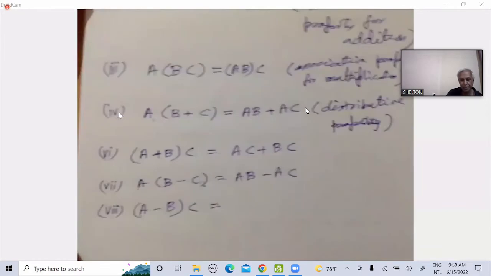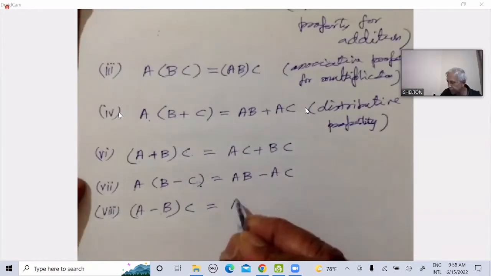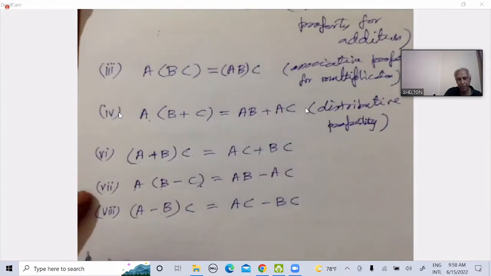What time? 58, yes. Quickly. What is the answer? Can somebody say? AC minus BC, in that order. Then we come to multiplication by a scalar.